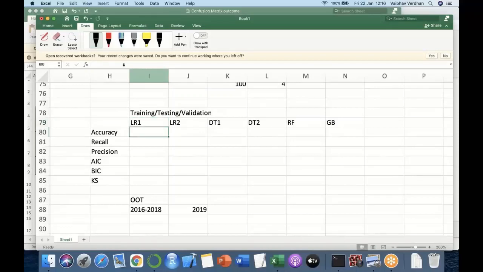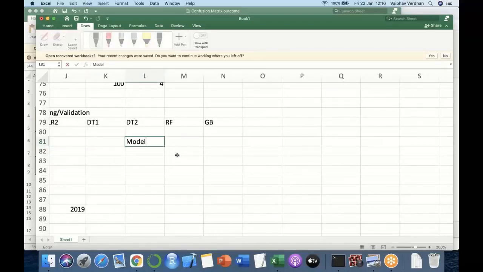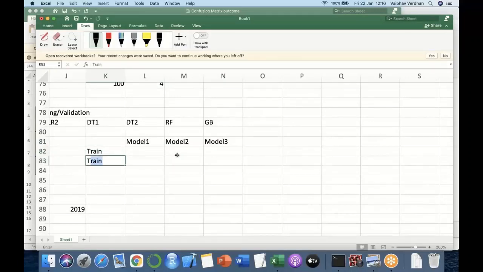A point to be noted is that it will depend on the KPI which you want to optimize. So if recall is the KPI you want to optimize, you would choose the best model which is giving you a very good recall percentage. Just a small thought over here: let's say you have model 1, model 2, model 3, right? If this model is giving you train and let's say test, 98% training accuracy, 70% testing accuracy, overfitting.